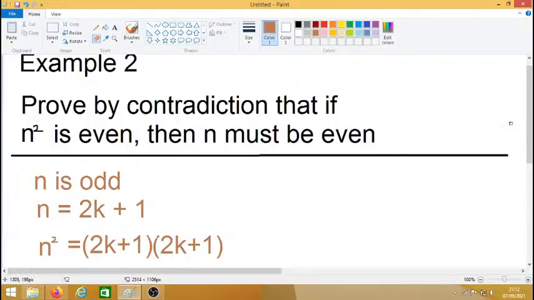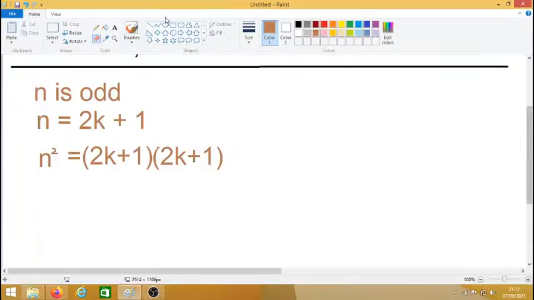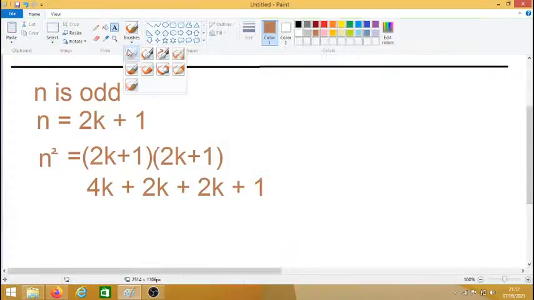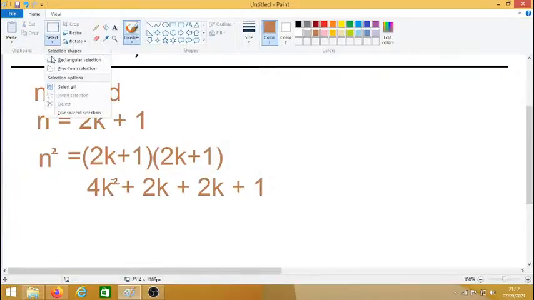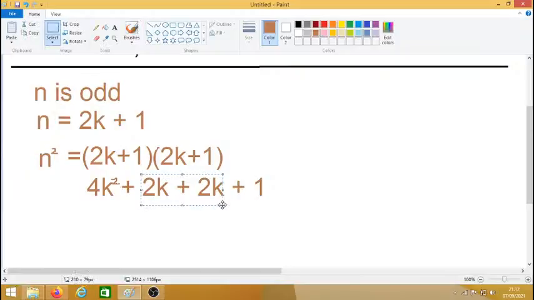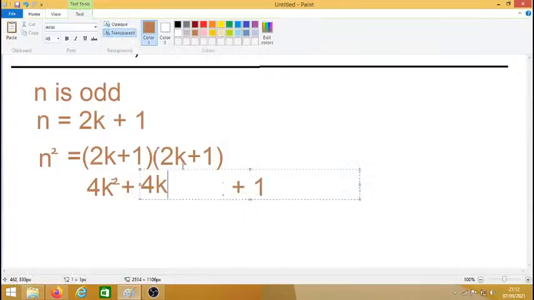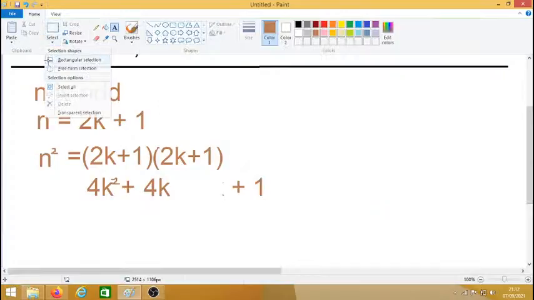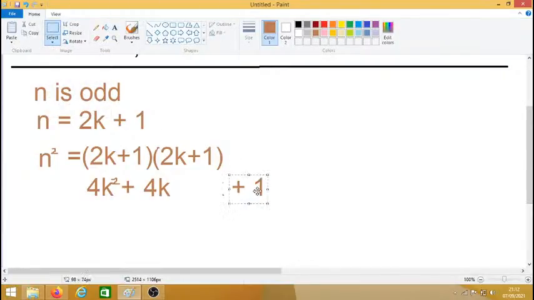That's what this little 2 really means, so I can rub that out. And then if I expand that out, hopefully you watched yesterday's and you're comfortable with squaring brackets, but that works out to be 4k squared plus 2k plus 2k plus 1. And the middle 2k plus 2k, we can simplify to 4k. Now we just want to do a bit of factorizing, because we know that as soon as we get a multiple of 2, then that's an even number.